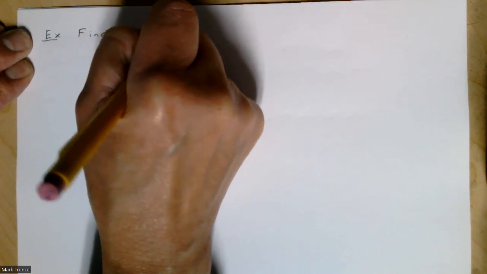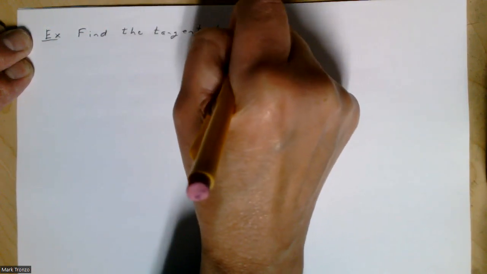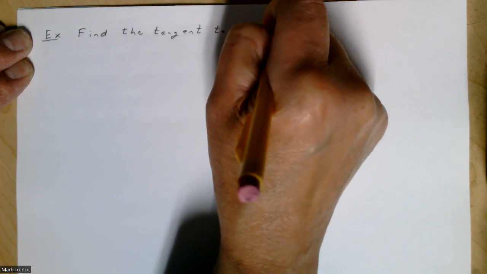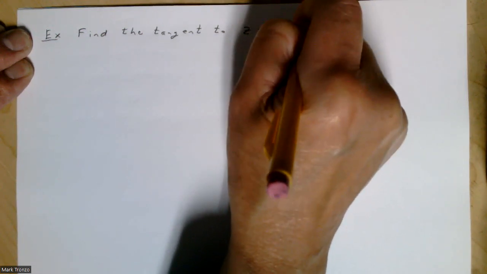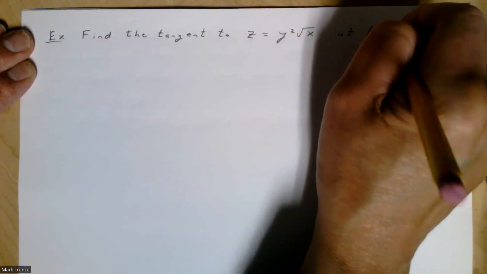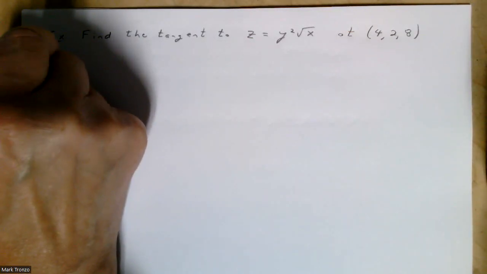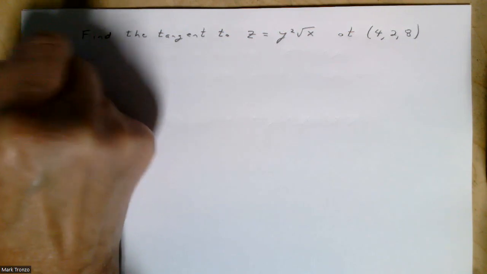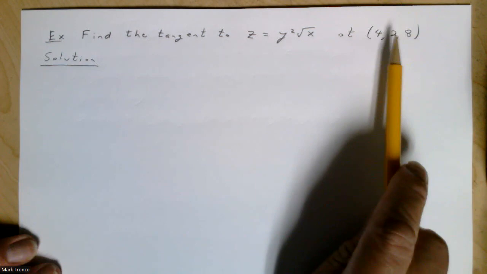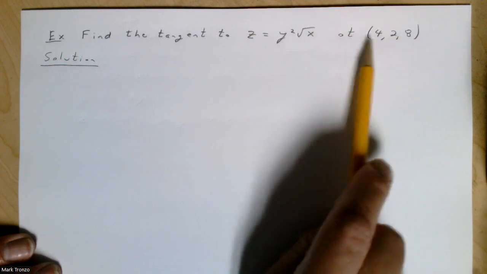Find the tangent plane to z equals y squared times the square root of x at the point 4, 2, 8. So let's go ahead and try this example. Now we're given that it's a point on this surface, 4, 2, 8, but let's just double check to be sure that this is correct.